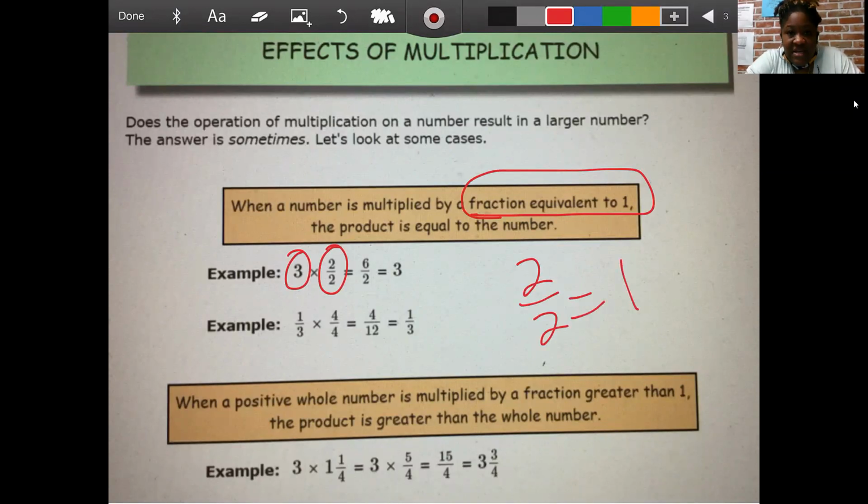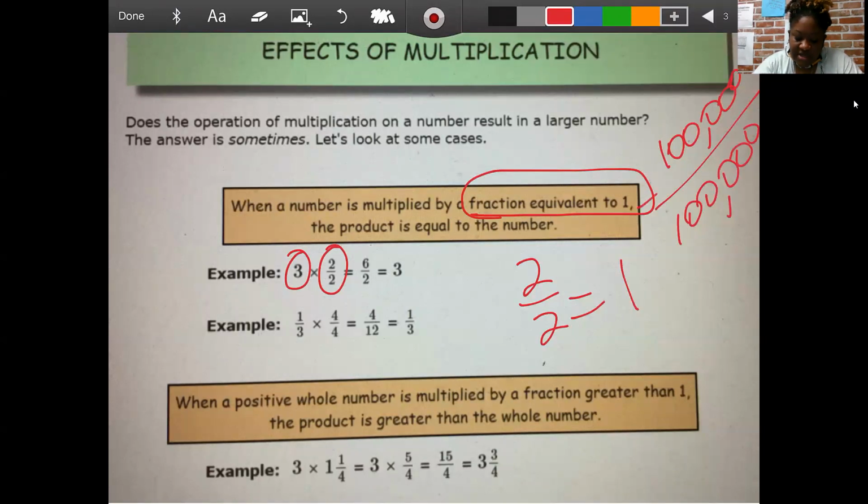We got to get that. So if the numerator and denominator are the same, it always equals 1. I don't care if it's 100,000 over 100,000. That still equals 1. It's one whole. That's the point. It represents the part out of the whole. So if you have 100,000 out of 100,000, you have one total.